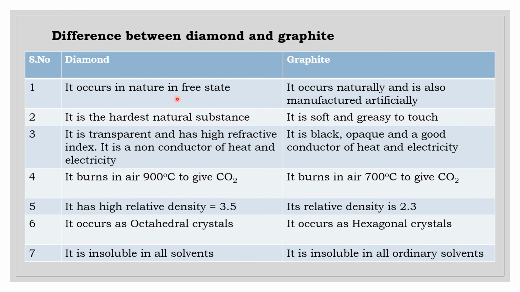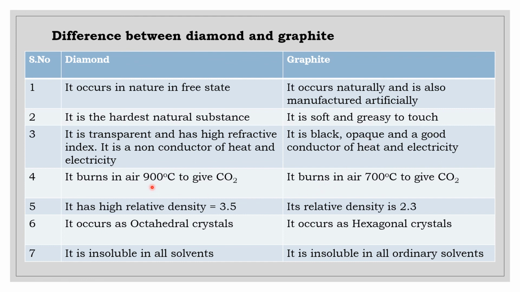Diamond occurs in nature in the free state, whereas graphite is mostly artificially manufactured. Diamond is the hardest substance, whereas graphite is soft and greasy to touch. Diamond is transparent with a high refractive index. It is a non-conductor of heat and electricity, whereas graphite is a good conductor of electricity.